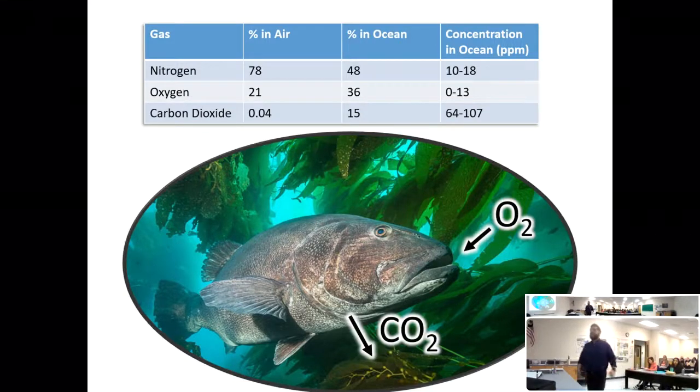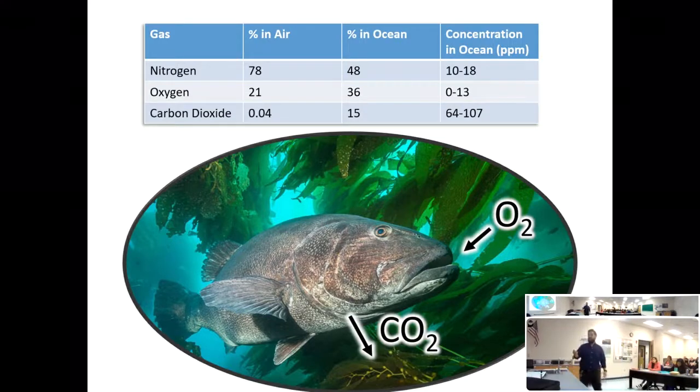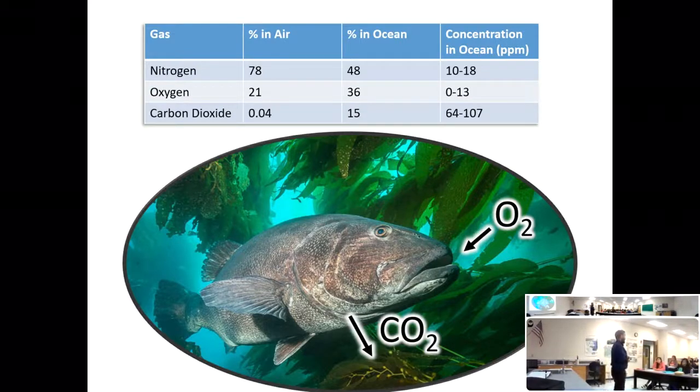So here are the most abundant gases in the ocean water, right? So 48% of the dissolved gas in the ocean is nitrogen, okay? Which makes sense because nitrogen, you might remember, is actually the most abundant gas in our air, right? In our atmospheric air. So it's also the most abundant gas dissolved in the ocean. So 48% of it. Oxygen is about 36% of it. And then carbon dioxide is a whopping 15%.